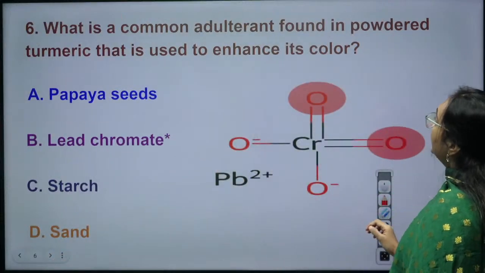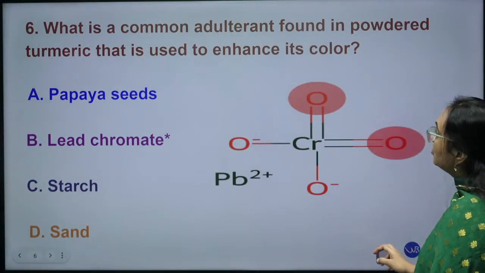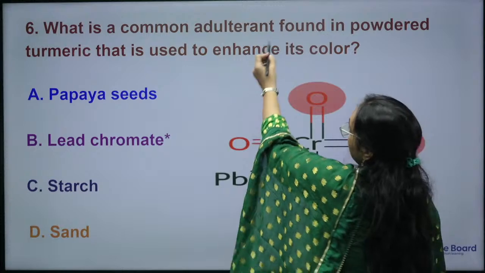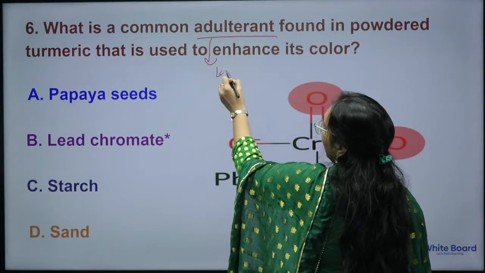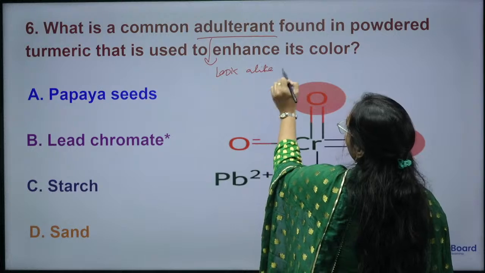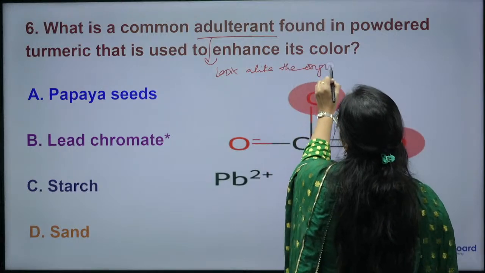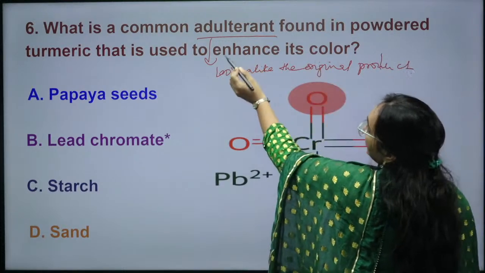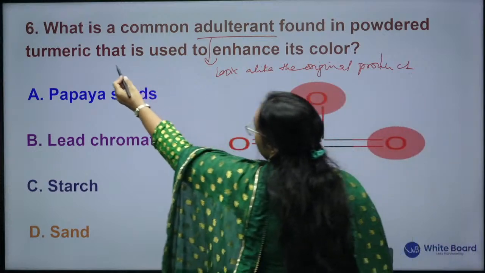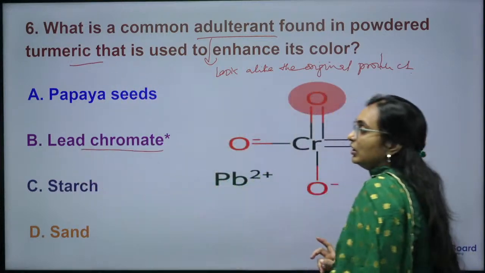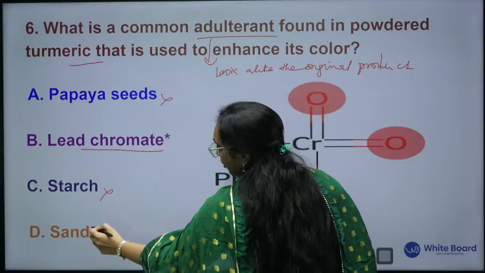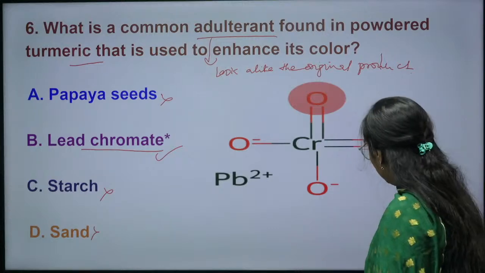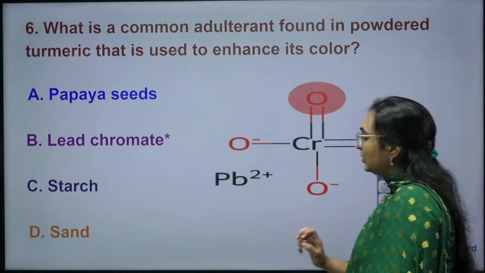Next question, what is a common adulterant found in powdered turmeric that is used to enhance its color? We already discussed that adulterants look like the original product. Here, lead chromate, not papaya seeds, not starch at all, and not sand. Lead chromate is added as an adulterant for turmeric. So the answer is B.